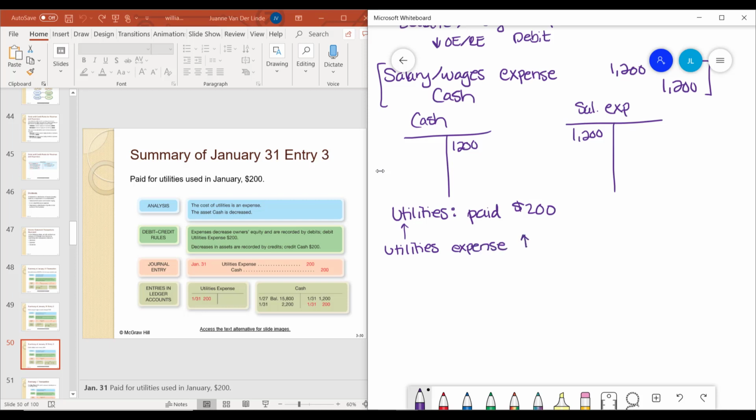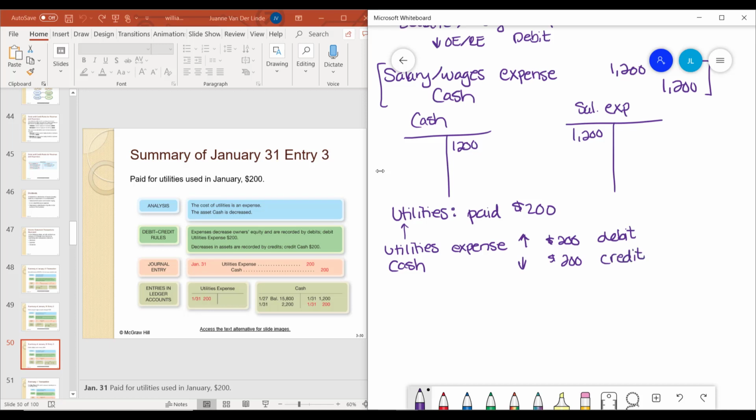That's going up, right? Because I now incurred an extra expense. I got another bill. But I paid for it already, so I'm not going to increase accounts payable. Instead, I'm going to decrease cash in the amount of $200. Expenses are going up, so how do I record increases to expenses? Expenses are always debits, right? But cash is going down, and cash is an asset. How do I decrease assets? With a credit.